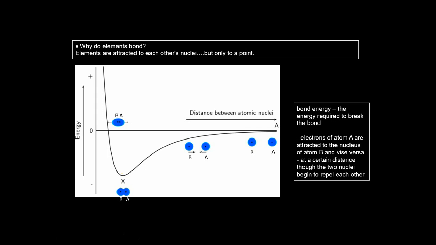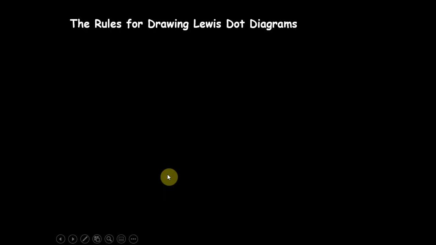All right, so if we can understand that, we can understand a little bit more about how the attraction of electrons to the nucleus of the opposite element is involved in this whole scheme of things. So let me just remind everybody how to draw Lewis dot diagrams. This is the grade 12 version.